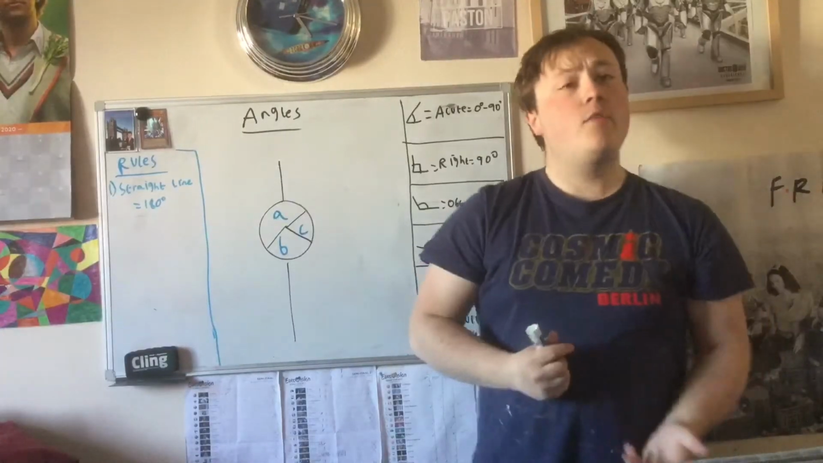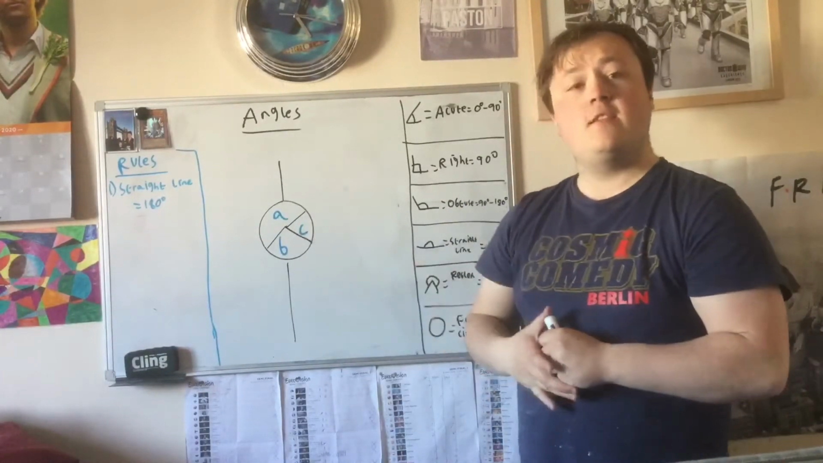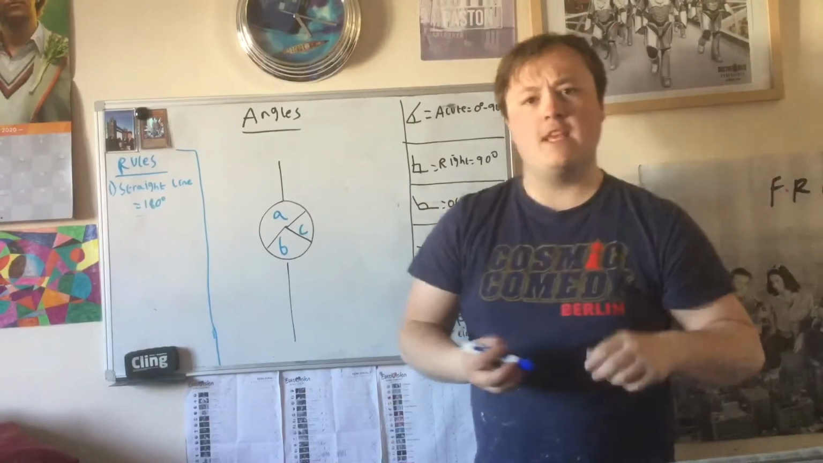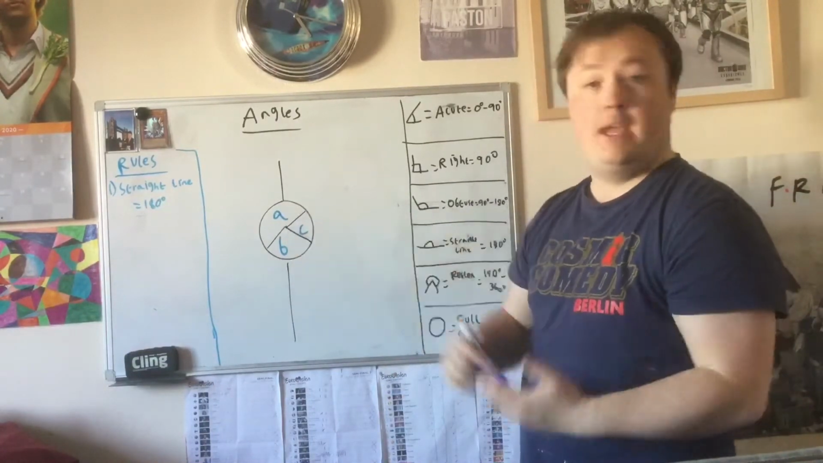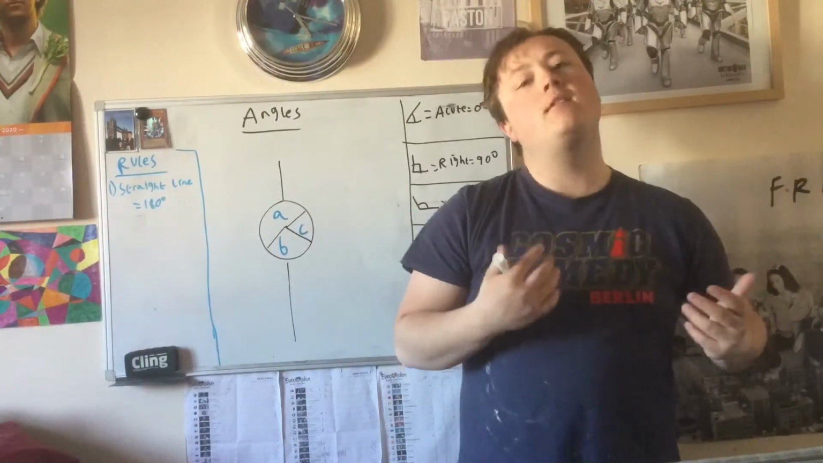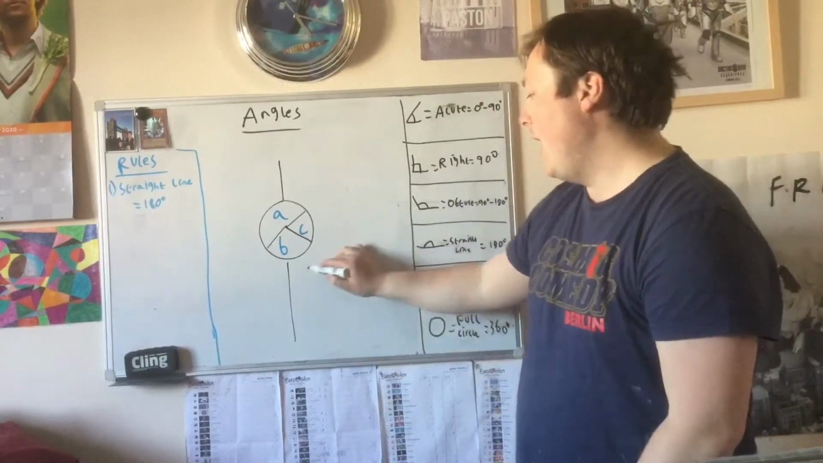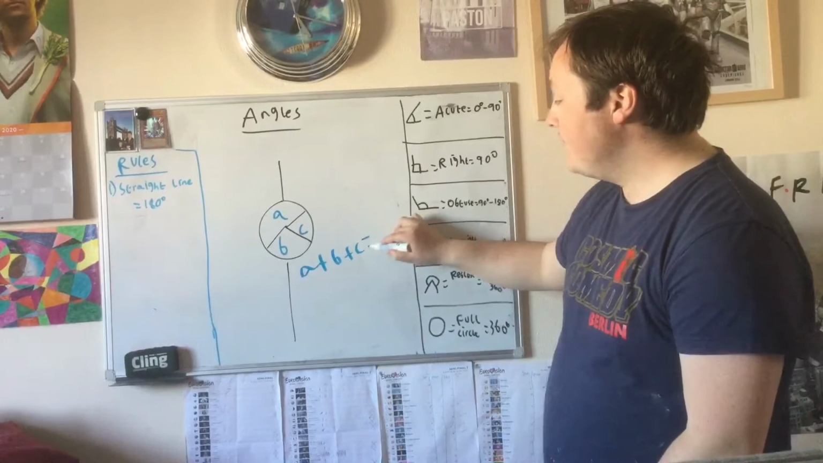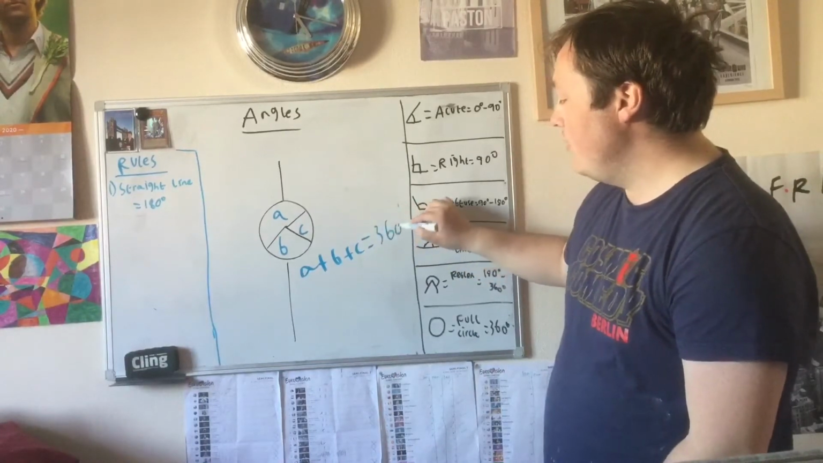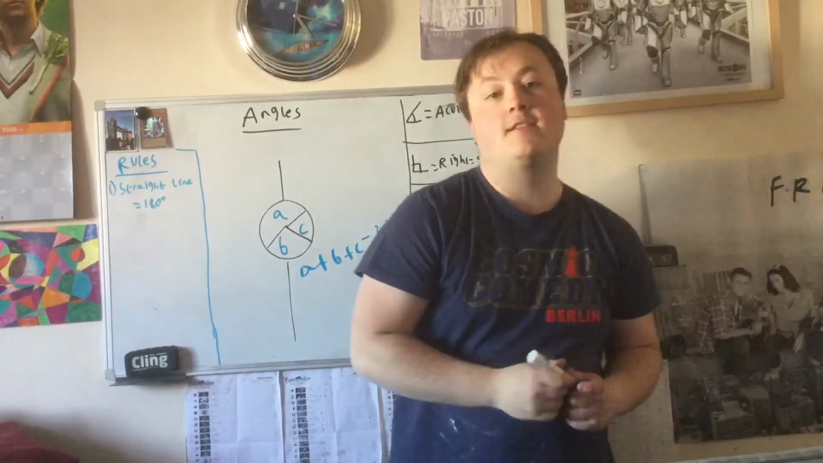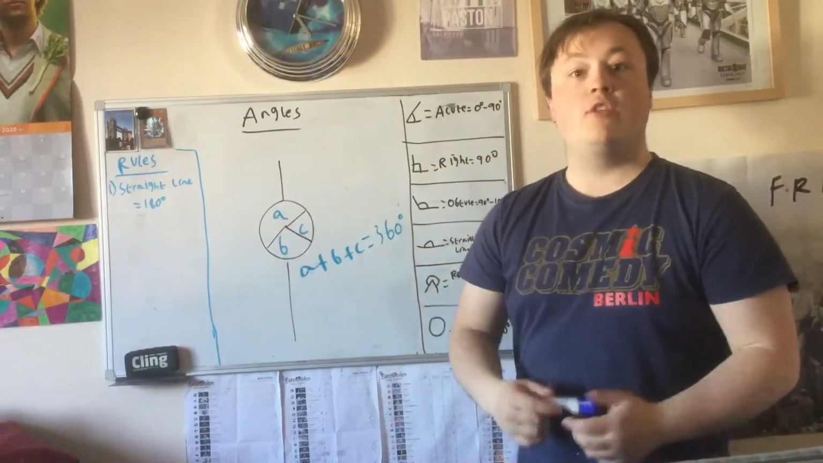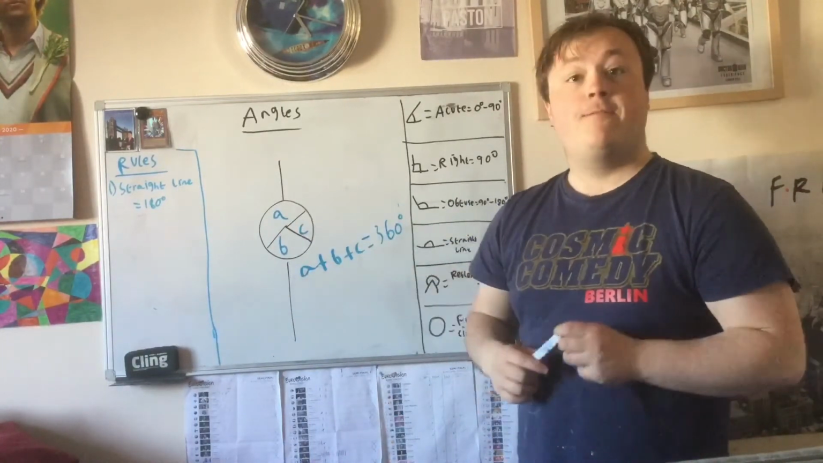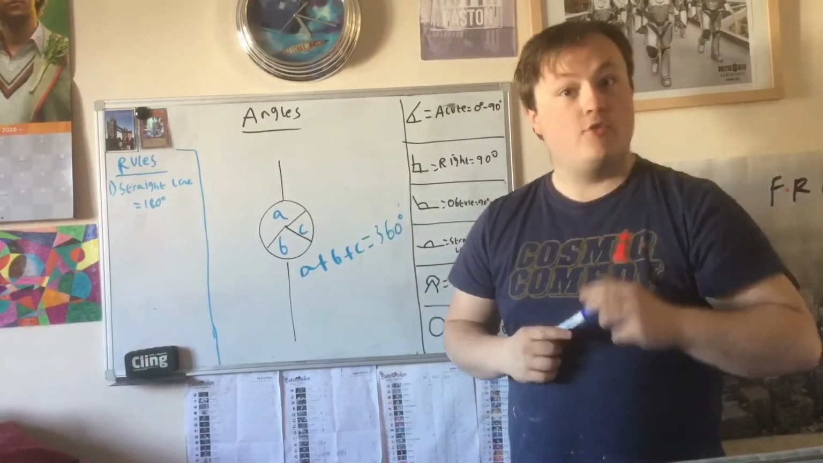Now this is the other one you've seen. This is a full circle, and the rule for this is we have A, we have B, we have C. No matter how big they are, A plus B plus C all have to add up to 360 degrees. So A could be 210, B could be 40, C would be 110.